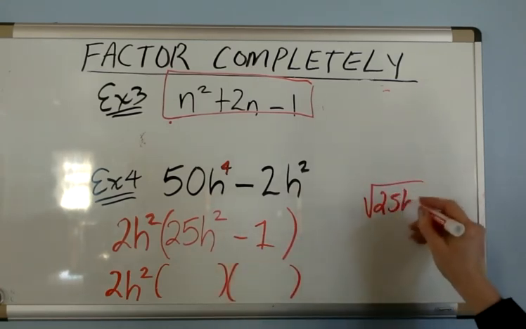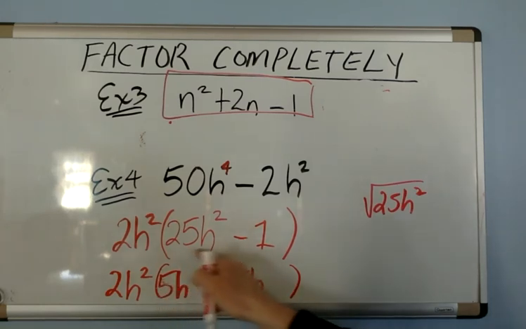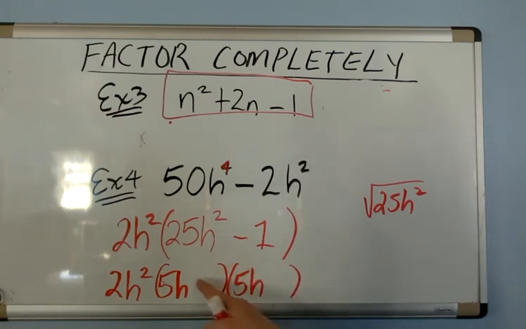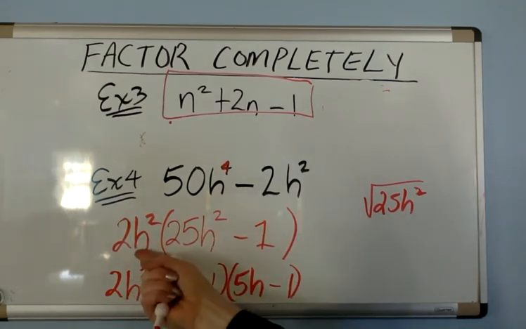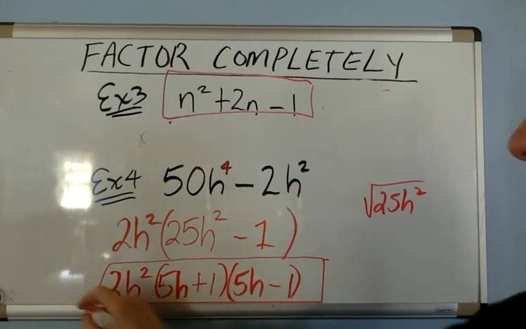Basically, I'm taking the square root of 25h squared. Well, the square root of 25 is 5. And the square root of h squared is h. So 5h times itself would give me 25h squared. Since it's the difference of two squares, I know the first term in each set of parentheses is the same number. The last constant in each term is the same number also. It's just that one's going to be positive and one's going to be negative. So to get -1, I can have +1 and -1. I'm basically taking the square root of 1. So 5h plus 1 times 5h minus 1, that gives me 25h squared minus 1. But when I multiply that by 2h squared, I get back to this two-term expression. So now I have factored it completely, and we're done.